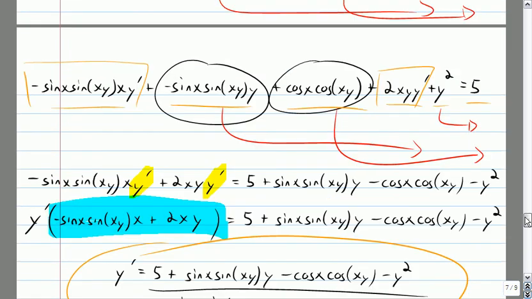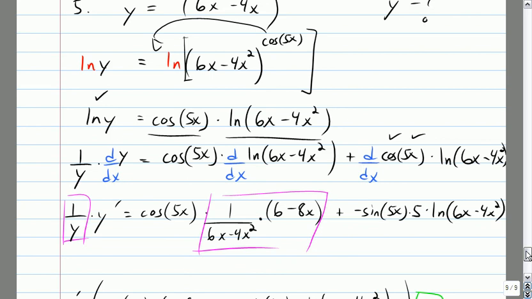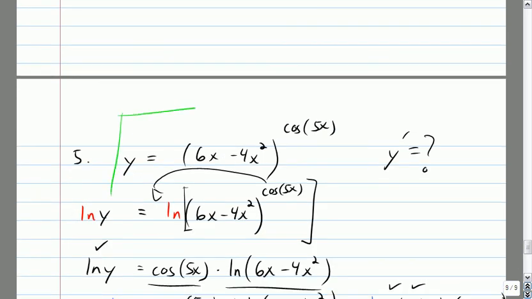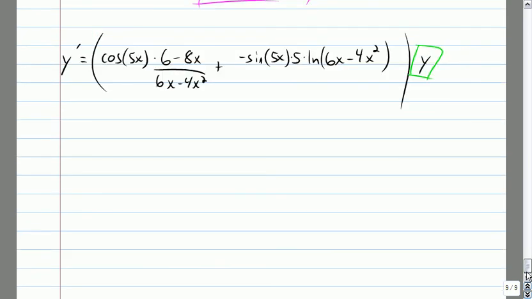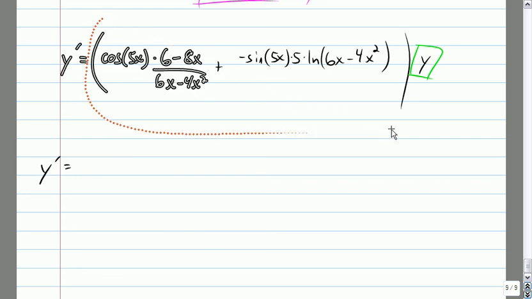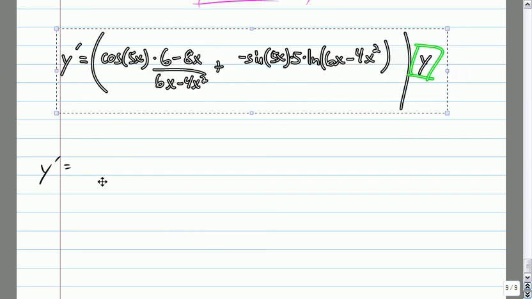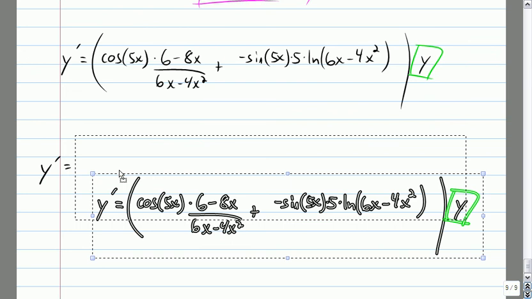Well, here I tell you, you actually know what y is in terms of x. Okay, go back to the start. Look, you have this right here. So since you have that so readily available, it's right there, no computations are necessary, I want you to substitute that back in. So plug in for y 6x minus 4x squared, that quantity, to the cosine 5x. So final answer, y prime equals, well, sort of this.